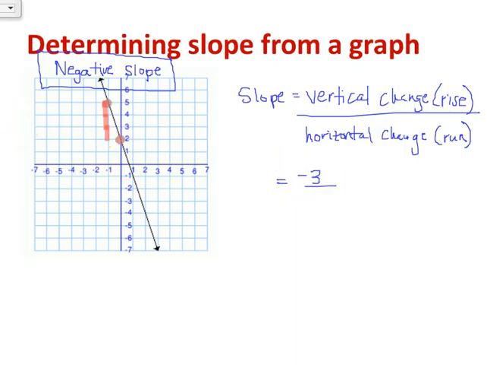And then how many units do we need to go to the right? Just 1. We're going to the right 1. So we went down 3 and to the right 1. So that would be negative 3 over 1 would be our slope. And we can check that. Let's find 2 other points and check that and make sure.